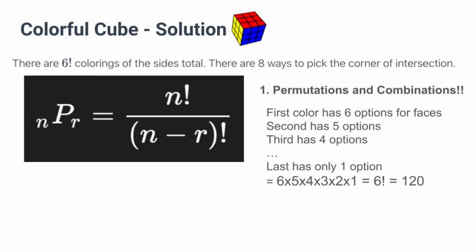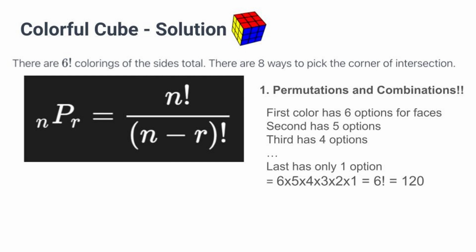Now that we have this, how do we figure out how many colorings are possible? Well, the first color has 6 options for the faces it can select, because there are 6 faces on the cube. The second one will have 5 options because the first one has already taken an option. The third one has 4 options, and so on, until we get 6 times 5 times 4 times 3 times 2 times 1, which is 6 factorial, which is equal to 120.